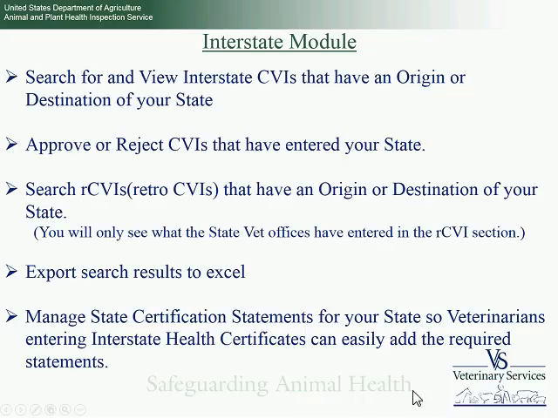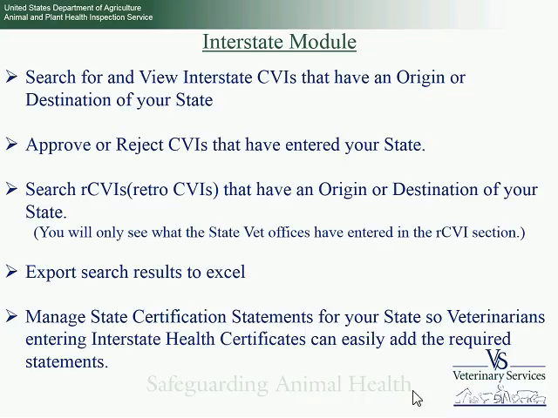All right, then we have the Interstate Module. In this module, you can search for and view interstate CVIs that have an origin or destination of your state, so either coming into your state or ones that have left. You can approve or reject the CVIs that have entered your state. You only approve or reject ones coming into your state, not ones that have left. It's the responsibility of the state that received the animals to approve or reject the CVIs.